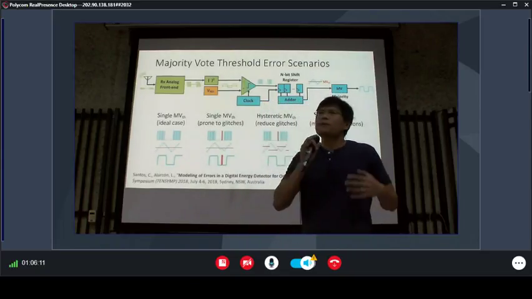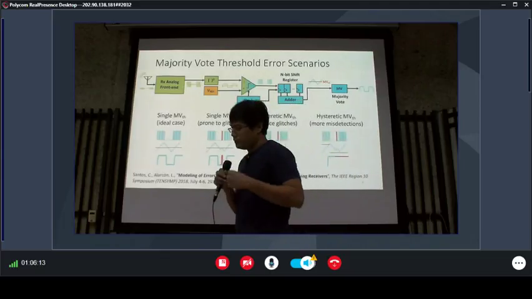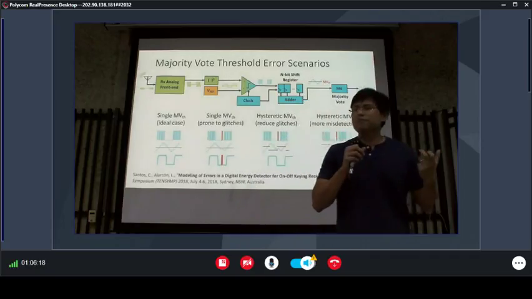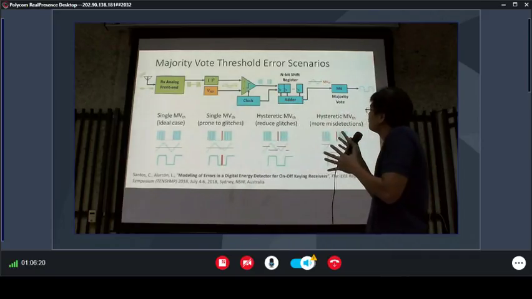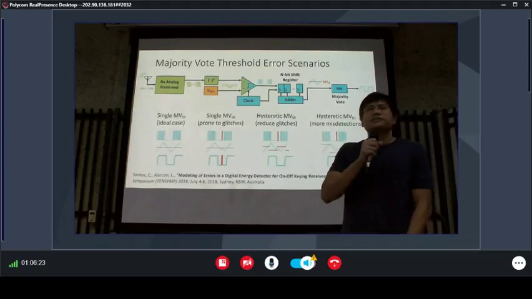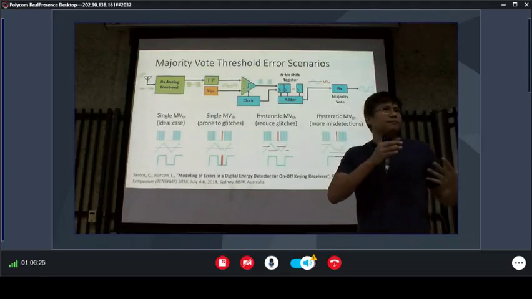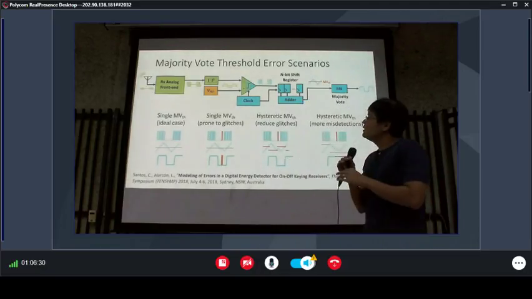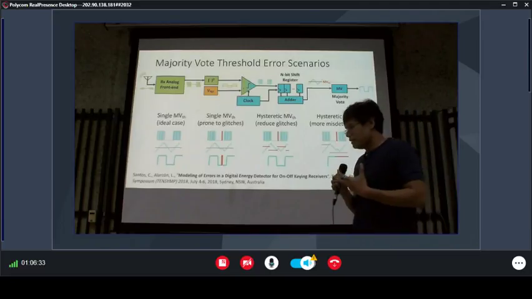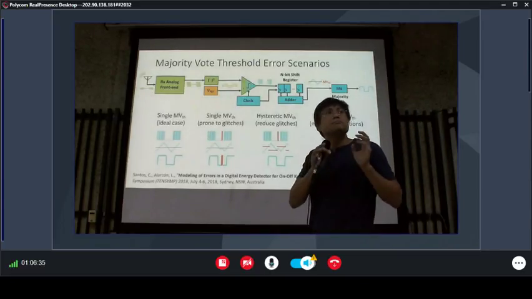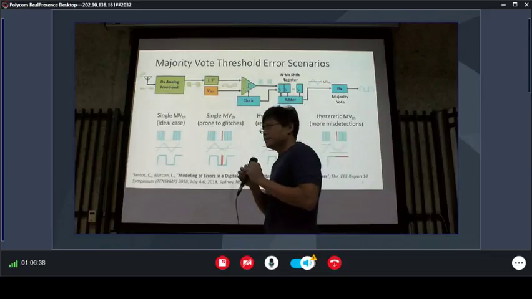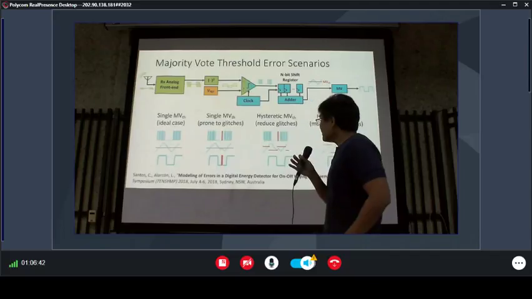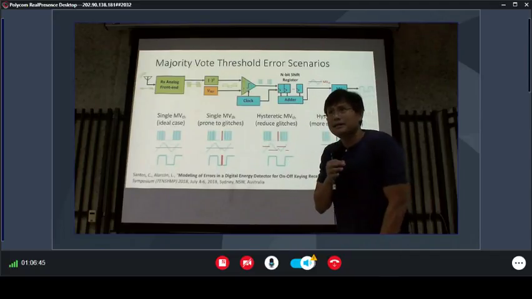Where are those errors coming from? What would cause your receiver to make errors? One of the big blocks of an energy detection circuit is the majority vote. Let's go through very quickly what that means. Your front end tries to basically get the energy. It's the envelope of the mean square. And then after that you start sampling.